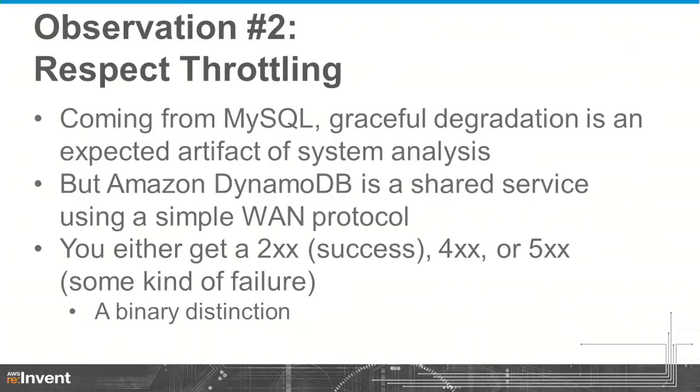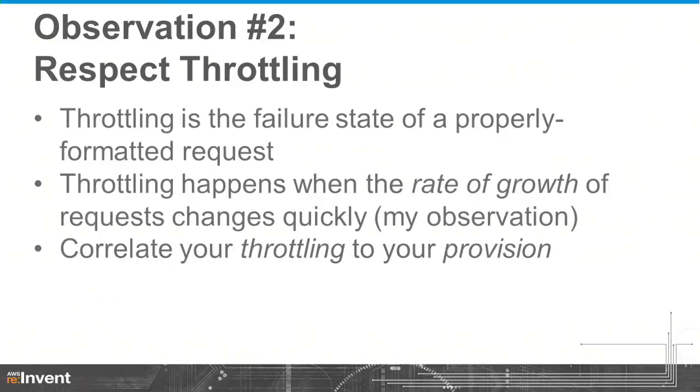Why does this exist? Well, think of what DynamoDB is. It's a shared service. It's on the WAN. And the protocol it's using, HTTP, really isn't that expressive. You've got 200, your request worked; 500, Dynamo's down; or 400, your request was malformed or something else. What is this something else? It's throttling. So this is all an observation, because Dynamo is opaque to us, so I only know what I observe.